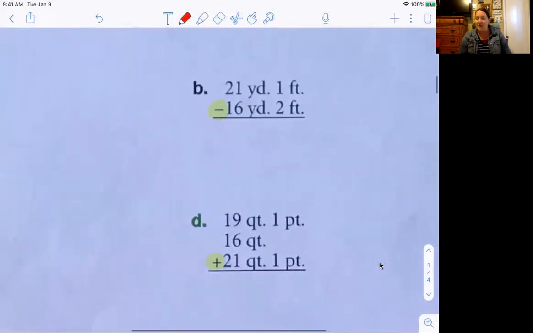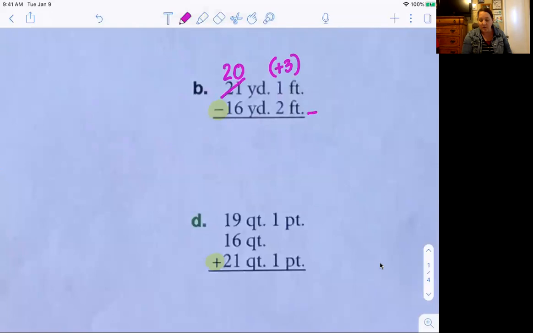I have 21 yards, 1 foot, minus 16 yards, 2 feet. Can I do 1 minus 2? Nope. 1 minus 2 is not able to be done. So we're going to take a yard, which leaves us now with 20 yards, and we're going to convert that yard into feet. How many feet in a yard? 3 feet in a yard. So we're going to add 3.